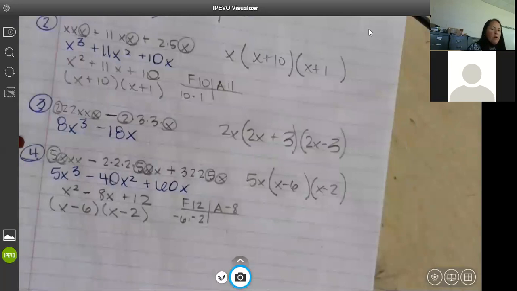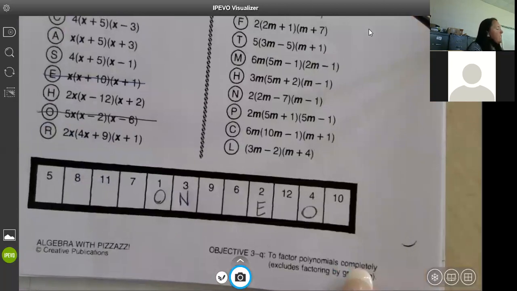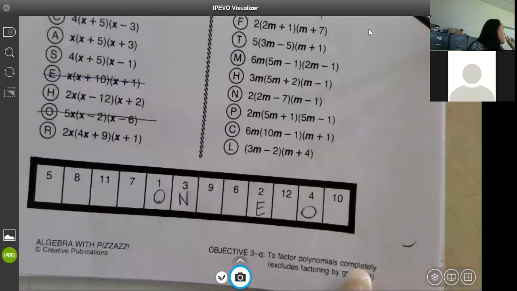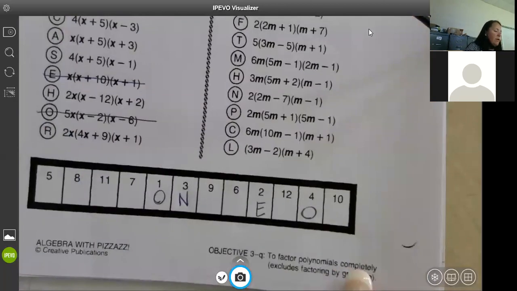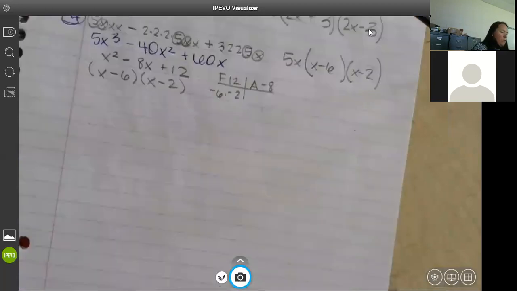So I marked out 4 because we did that. It turned out to be O. All right. So again, 5 and 6, you're going to take out a GCF and do cheater method. GCF, cheater method. So let's look at number 7. Number 7 will not be that way.